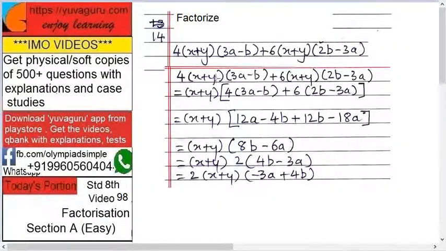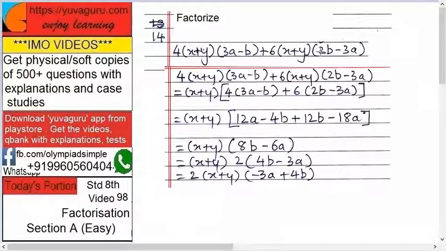Next, factorize this one: 4 into (x plus y) into (3a minus b) plus 6 into (x plus y) into (2b minus 3a). Sir, anything can be asked in this question. It can be one of the factors is this; check which one is the factor, like that. But basically you have to factorize.